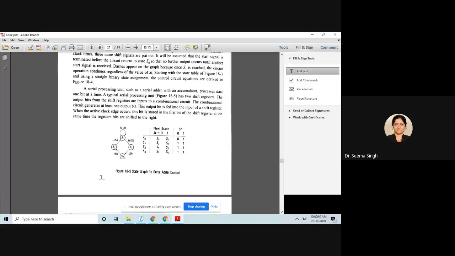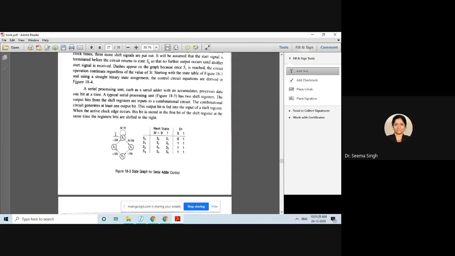Now what does this state graph say? It says it will have 4 states: S0, S1, S2, S3. At S0, it will remain at S0 till the start signal is high. If the start signal is 0, it will remain in S0 and no shifting will happen. But as soon as the start signal becomes high, it will go from S0 to S1, and also shifting will happen.